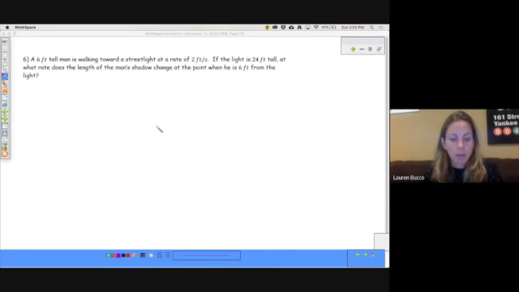Oh, the shadow problem. Okay, so a 6-foot tall man is walking towards a street light at a rate of 2 feet per second. If the light is 24 feet tall, at what rate does the length of the man's shadow change at the point when he is 6 feet from the light?